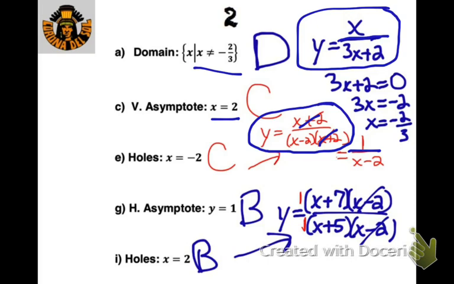Horizontal asymptote, y equals 1, that's if the powers are the same, the degree on the top and the bottom are the same, then it's the coefficient that's in front. And since this one doesn't have a coefficient in front, we know that it's just 1 over 1, so that means that would be the horizontal asymptote, y equals 1. The hole would be this function b, hole being x equals 2, because you can tell the factor x minus 2 is canceled out.